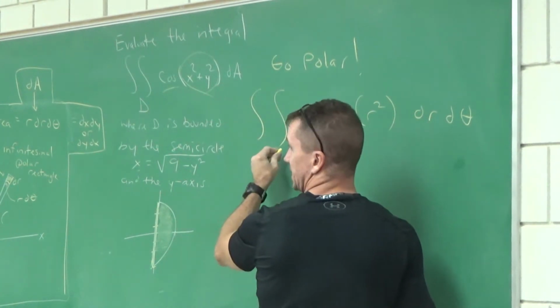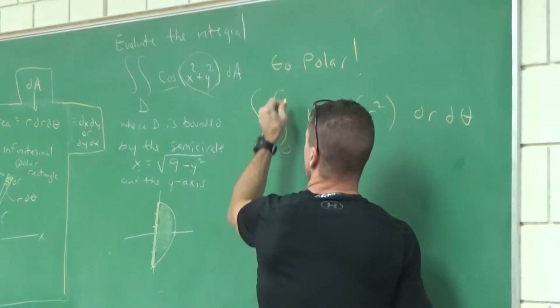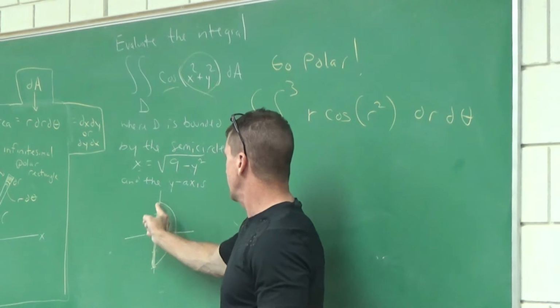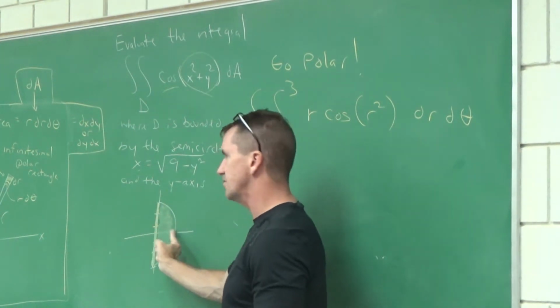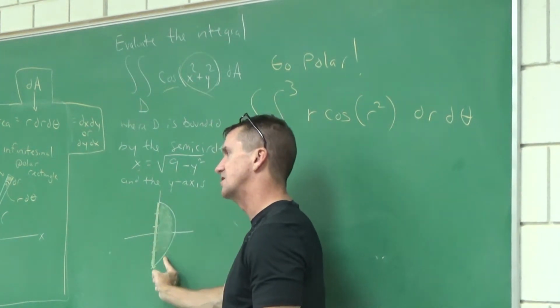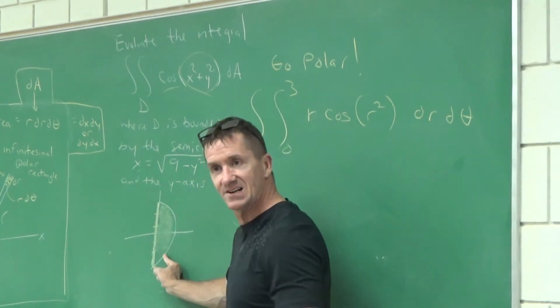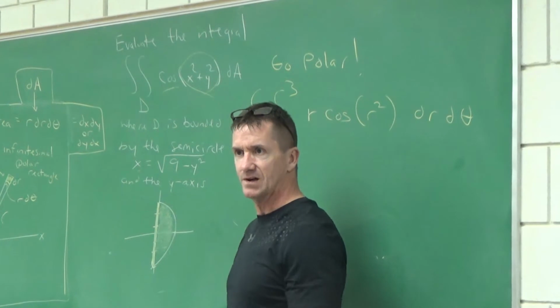Ooh, the radius is going to be easy. Do you all agree it's just 0 to 3? Look at the shaded region. From here to here, 0 to 3. That's how the r is measured, from the pole. They call it the pole. The pole is the origin, from the pole out to the edge of the curve. It's always 0 to 3.